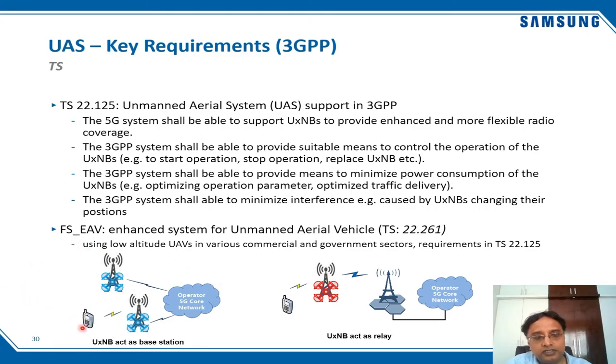And over here, the base station use case is pretty much described. So we have the UAVs carrying flying base stations, and they are connected wirelessly to the 5G core network on the backhaul. So the user equipment can talk to the aerial base station directly. Similarly, there is another use case, which is the UxNB acting as a relay. So between the user and the terrestrial base station, the UAV acts as a relay. So this is another deployment that is being discussed. And the terrestrial network, by virtue of the earlier design, is connected back to the 5G core network. So these two deployments are being actively pursued in 3GPP as far as UAV or drone-based low altitude platform is considered.